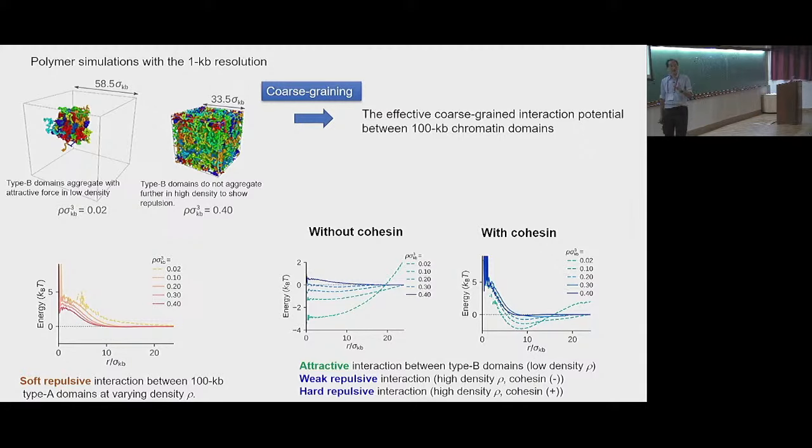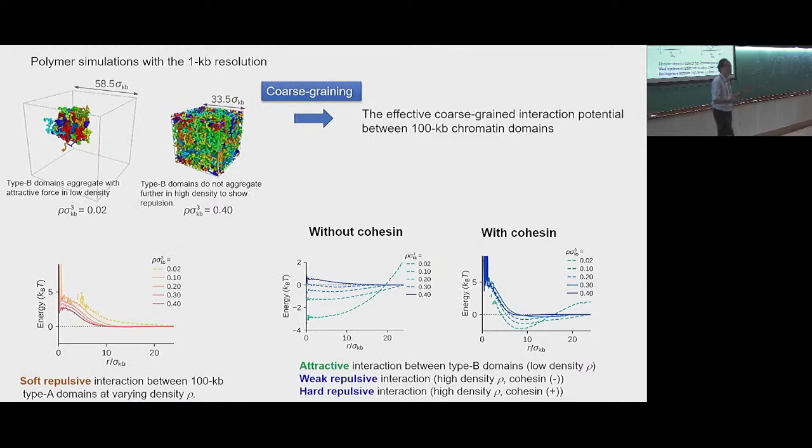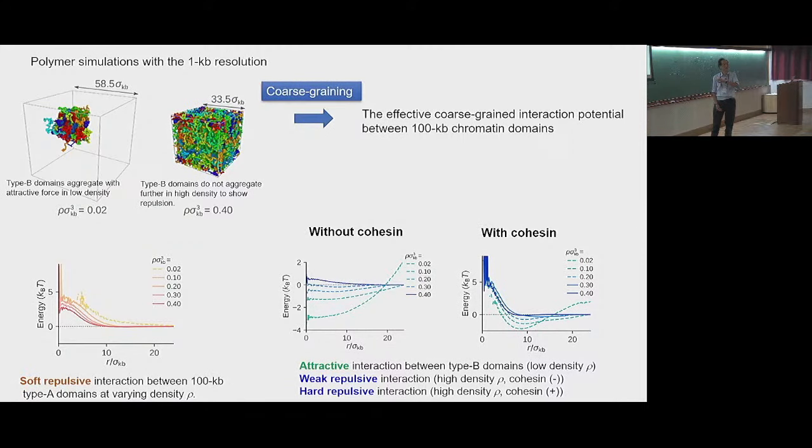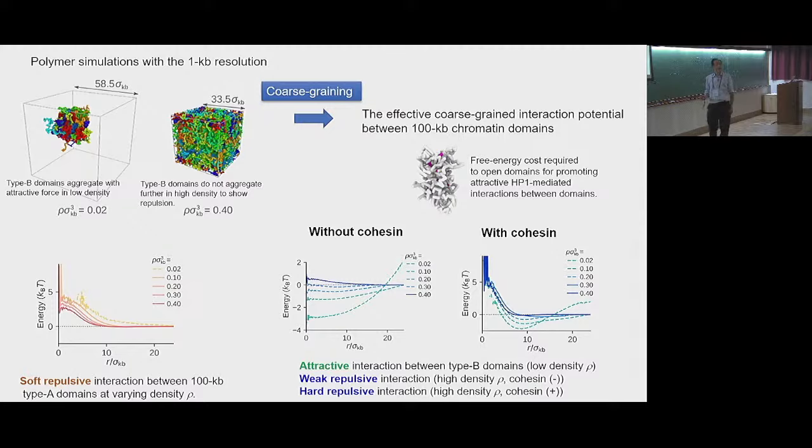Even with the attractive HP1-mediated interactions, and people use this attractive force as a basic starting point for their modeling, we saw rather different, harder repulsive interactions between chromatin domains. This is because type B domains are compactified by cohesive movement, so that some free energy cost is required to extend these compactified type B domains to start the interchain interaction through the HP1-mediated attractive interaction. So this is the reason for this behavior.